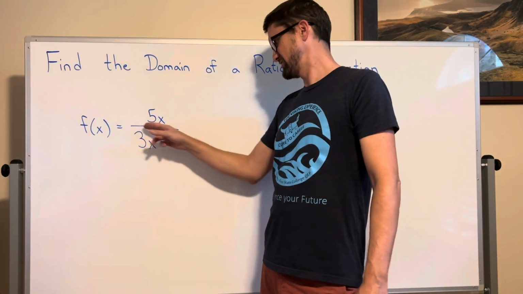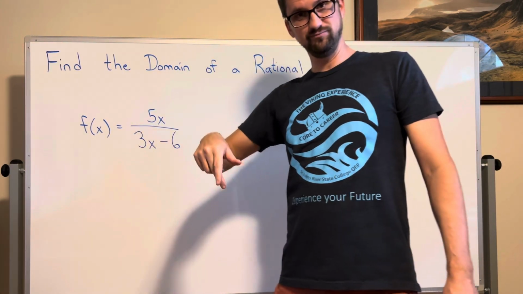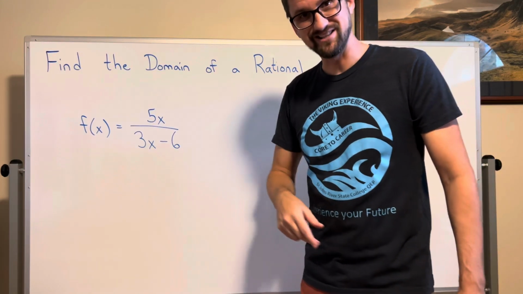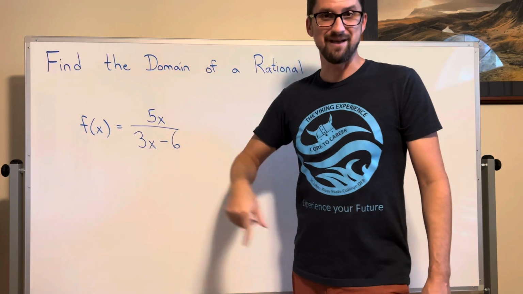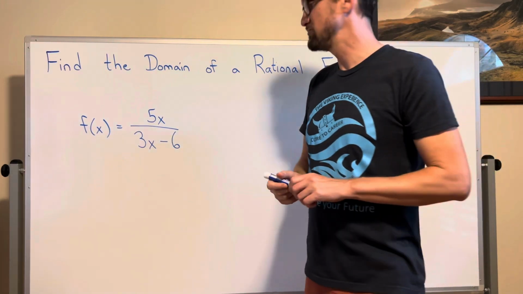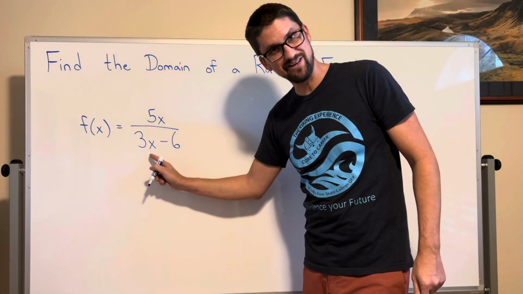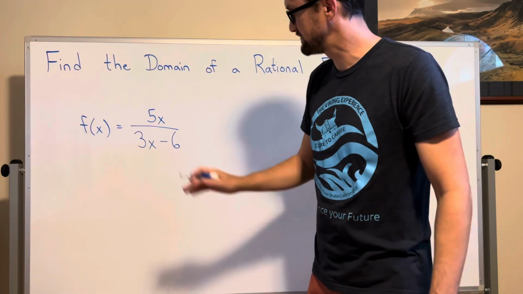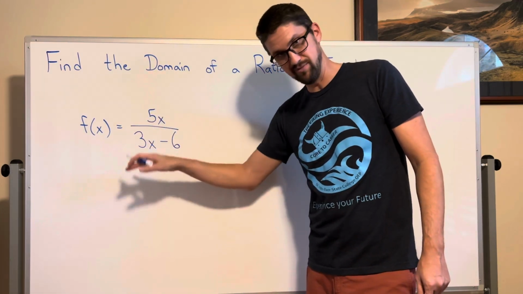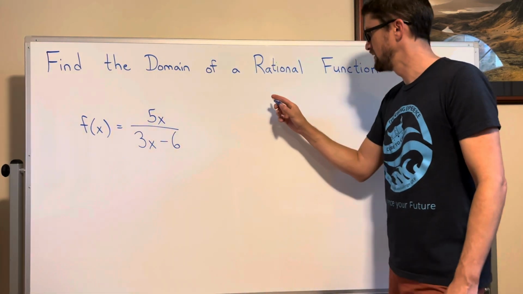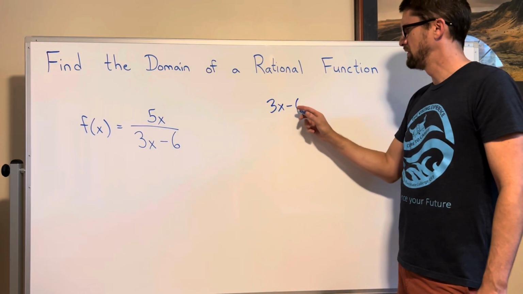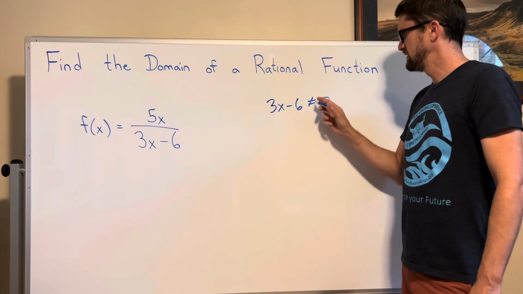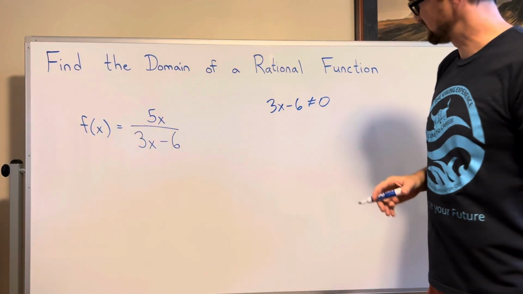Now, since this function involves a division, we're not allowed to divide by 0. So we cannot have an x value that makes the denominator 0. So we need to figure out the x value that makes the bottom piece 0. The top can be 0, but the bottom cannot be 0. So we can just take the bottom piece and it cannot equal 0.